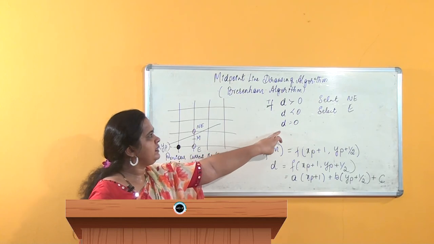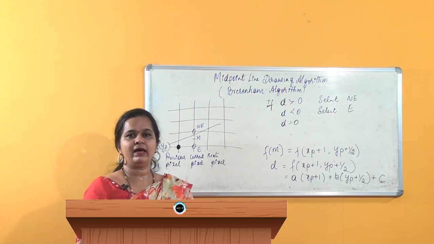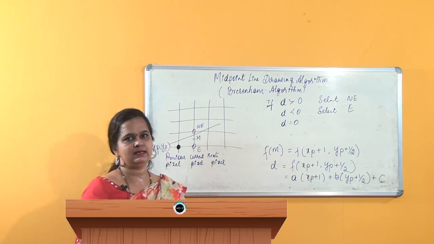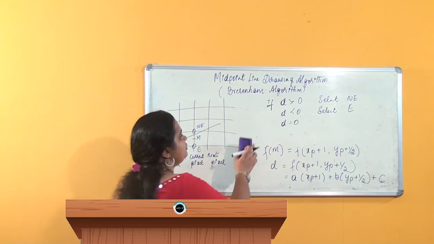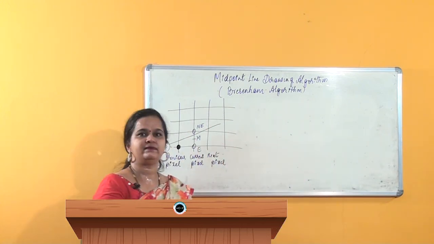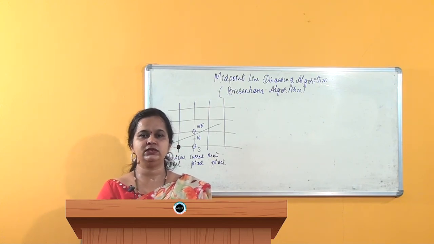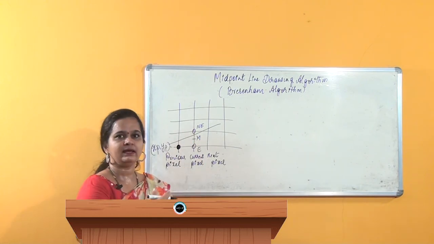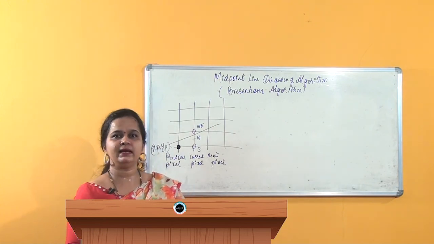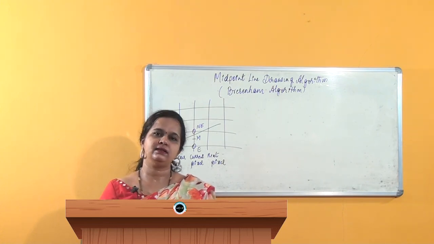So this is the key point in this algorithm: when the decision variable value is calculated and I get a value that happens to be 0, less than 0 or greater than 0, accordingly I select E or NE. Now, what happens if I select the pixel E? Because the decision variable keeps on changing, every time I select a pixel I again calculate the decision variable and see whether it is 0, greater than or less than 0, and then I move on with the next selection of the pixel. So this is the iteration that happens again and again in the algorithm.